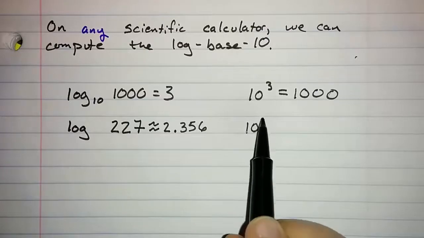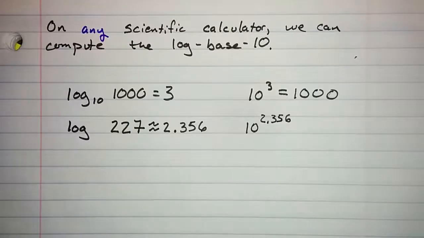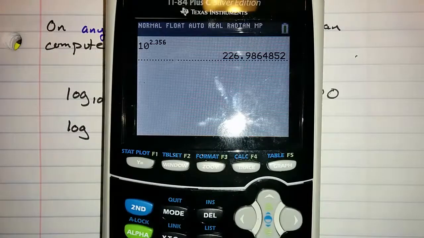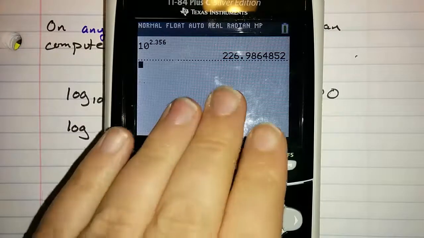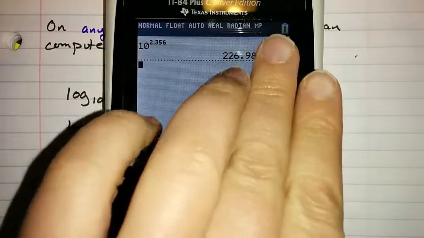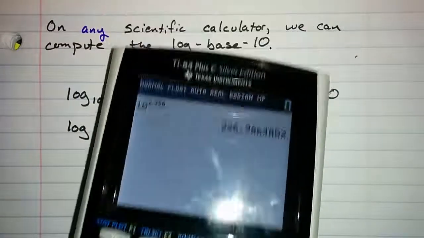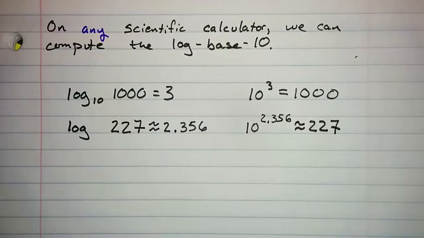But if we take 10 to the power 2.356, what do we get? Not exactly 227, but really close, right? If we round this even to 2 decimal places, we get 227. This is going to turn out to be handy when we're trying to solve equations that involve exponentials or involve logarithms. I'm going to have you just practice on the calculator for a moment.